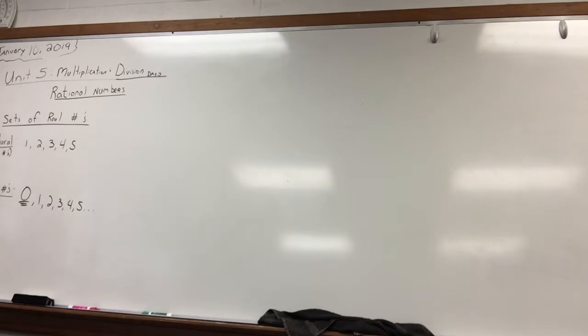When we talk about numbers, we've got a list there. Set of rational numbers, natural, which are our counting numbers. 1, 2, 3, 4, 5, 6, what you learned in preschool.